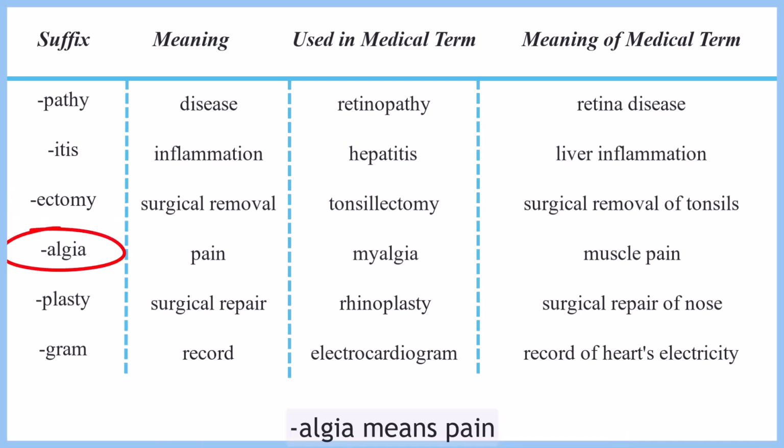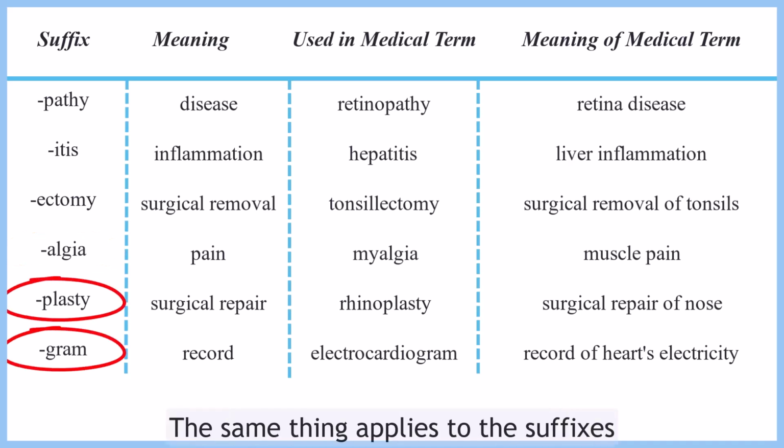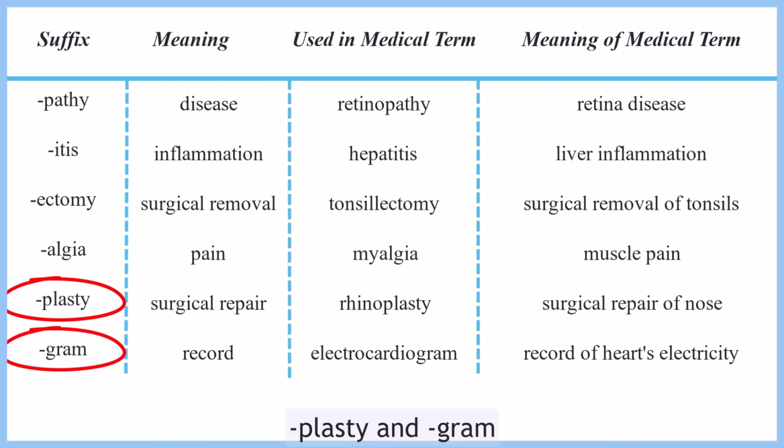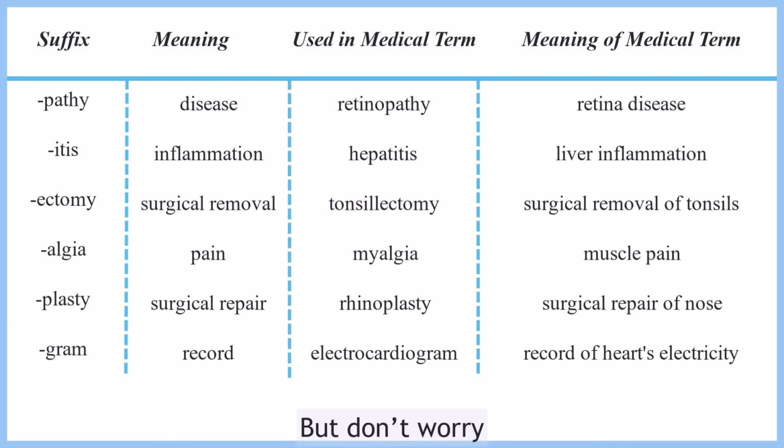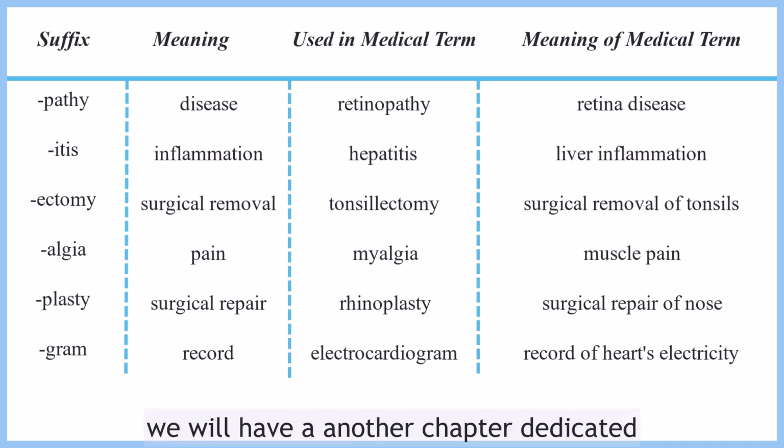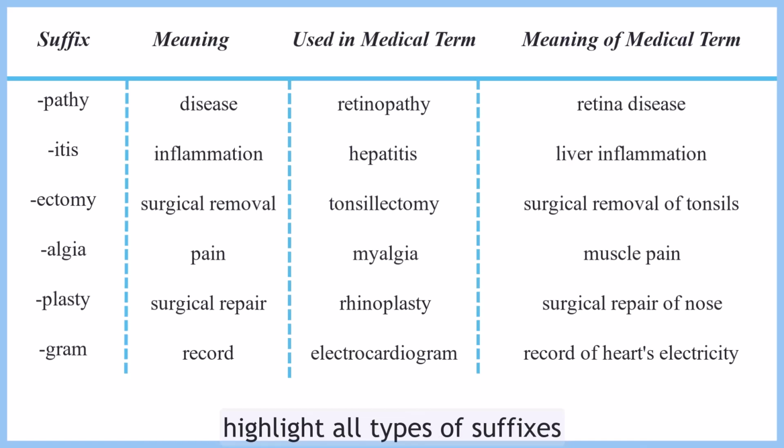Algia as well means pain. Added to a word root meaning muscle, myalgia means muscle pain. The same thing applies to the suffixes plasty and gram. But don't worry, immediately after this chapter, we will have another chapter dedicated to suffixes and only suffixes, where we will highlight all types of suffixes.